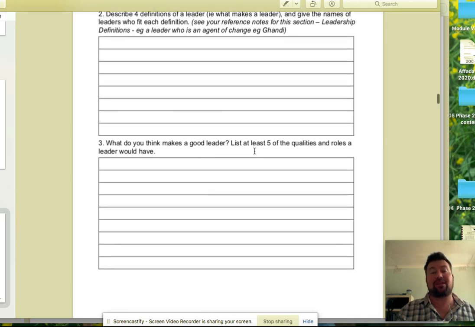Then question number 3, it says, what do you think makes a good leader? So here, think of a good leader. Think of someone who you have worked for that is a good leader. What was it about that specific person that made them a good leader? What are the qualities? What are the roles that they played? Were they mentoring you? Were they motivating? Were they compassionate? Were they honest? Were they genuine? Did they speak well? Did they have confidence? Did they problem solve? What was it about that person that made them a good leader? And list 5 of the qualities or roles that they played.